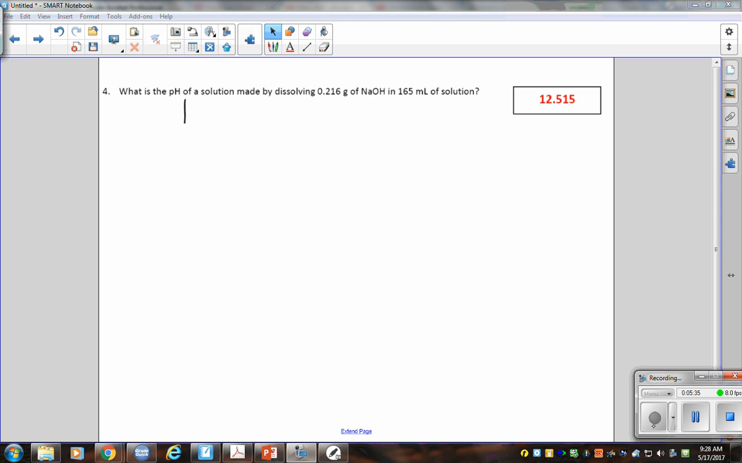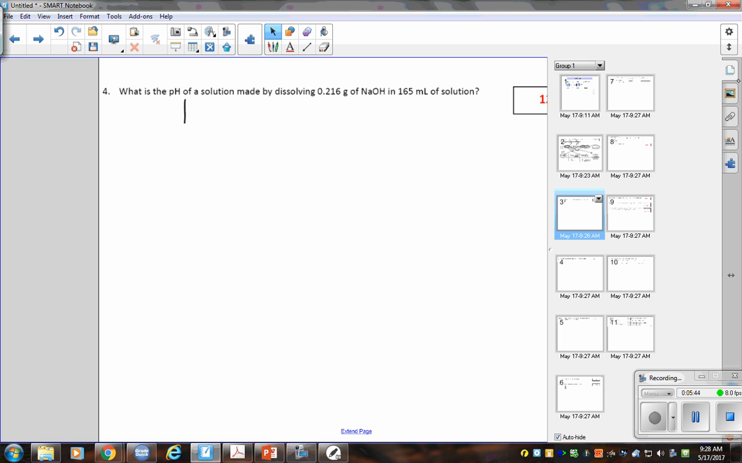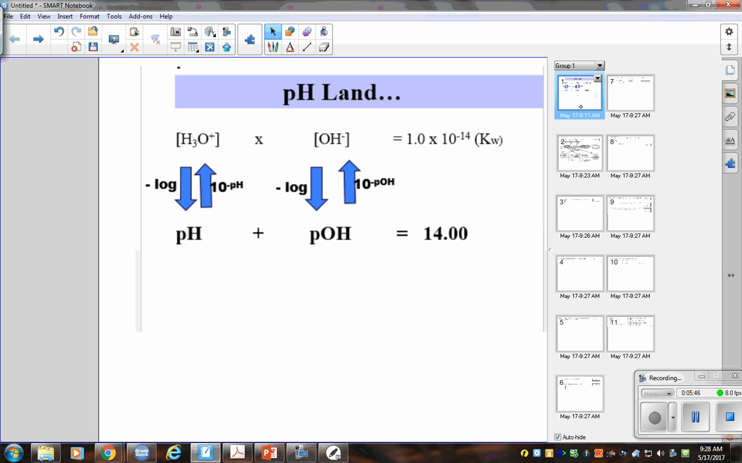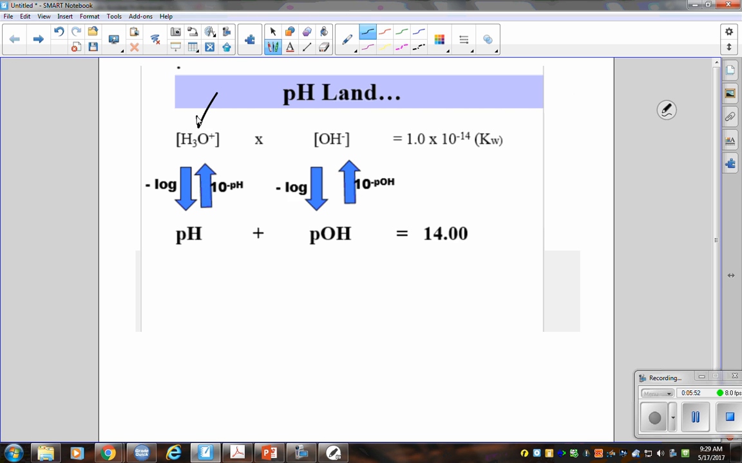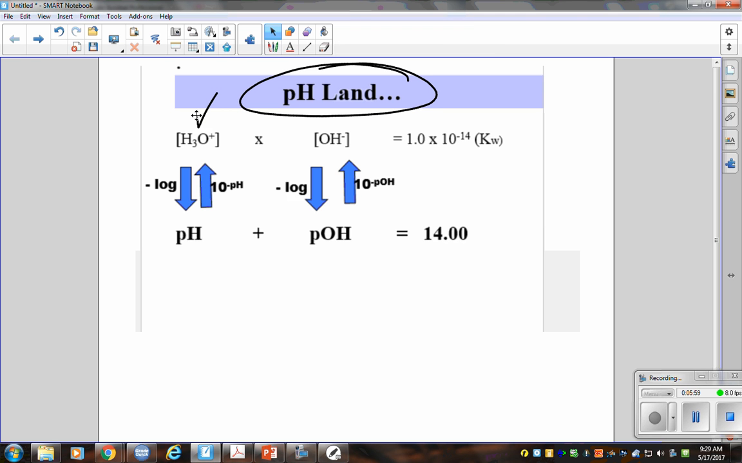Alright, so number 4. When you look at number 4, it's just asking you the pH of a solution. Notice there's no Ka or Kb. Think about it like this: it goes back to the original idea of pH land. You're given an HCl or one of these, and you have to find other numbers. So no Ka means you go right to pH land when they're asking you pH. It's a simple problem-solving solution for you.